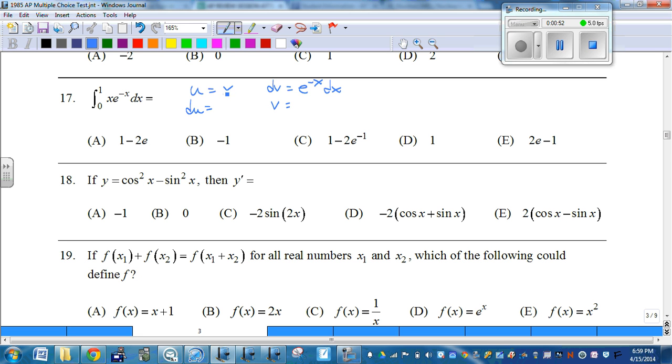Right? By setting x as our u, that's going to make du nice and simple. It's just going to be 1 dx. So that's going to help simplify what we end up with inside the integral. Derivative of e to the negative x is going to be e to the negative x times derivative of negative x, which is just negative 1.